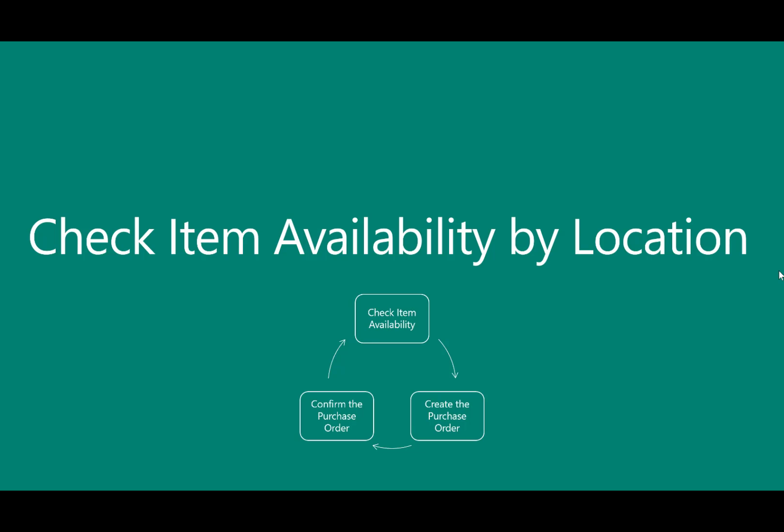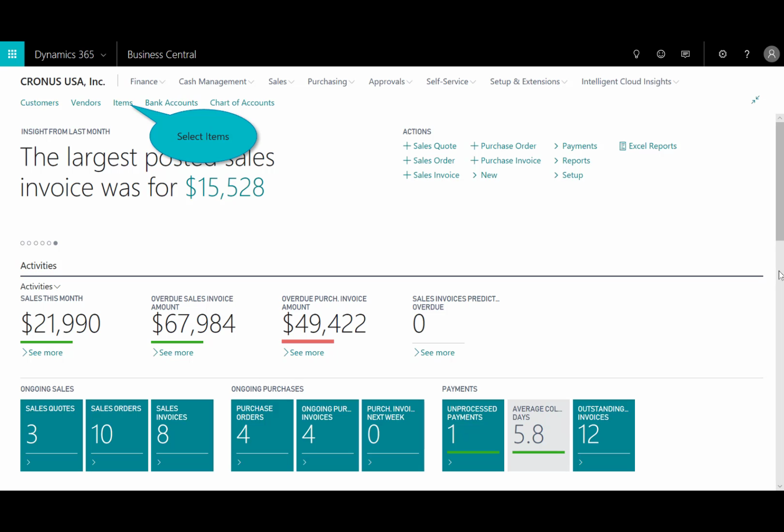Let's begin. We're going to go ahead and do a check item availability by location. Once I recognize the shortages, I'm going to have to create that purchase order, and then I'll confirm that purchase order. So I'm logged into Dynamics 365 Business Central.